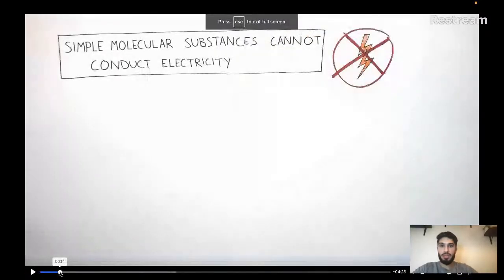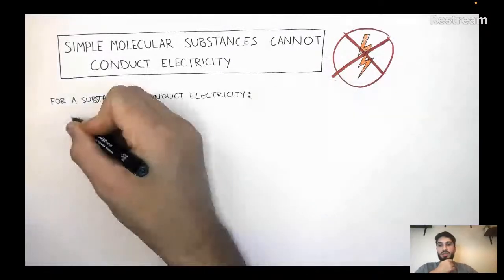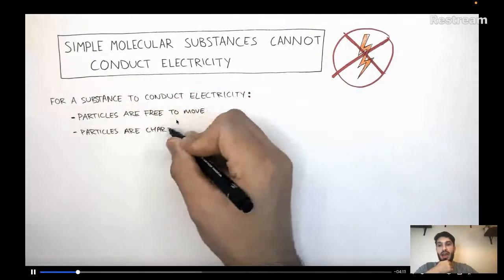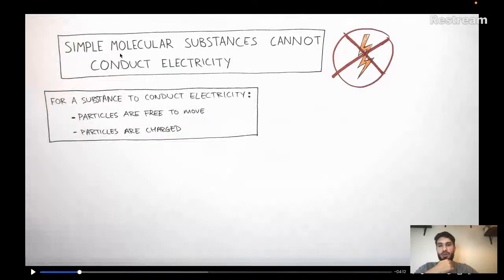Simple molecular substances cannot conduct electricity. This is a property that you need to know about. For a substance to conduct electricity, it needs to have particles which are free to move, and the particles need to be charged. So simple molecular substances cannot conduct electricity. For any substance to conduct electricity, particles need to be free to move and the particles need to be charged. So let's see which of these requirements simple molecules do not meet, which is what we're going to find out.